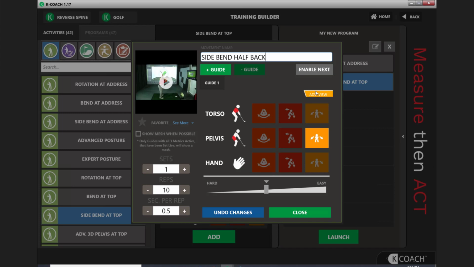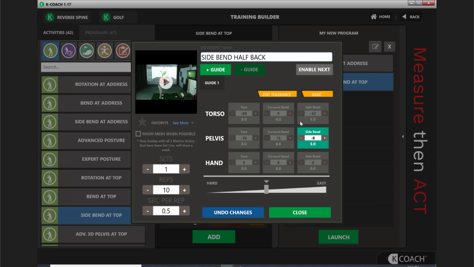Take off the torso, just the pelvis, go to advanced view, and I want it to be -8 plus or minus 5, which means once it gets to -3, I'm going to get the tone. I want a little more than that. So I'm going to go -10 plus or minus 5. That means once I get to -5, I get the tone, okay? So I want to do that so that once they get to -5, they're going to try and stabilize there and keep it there all the way up to the top of the swing, okay?